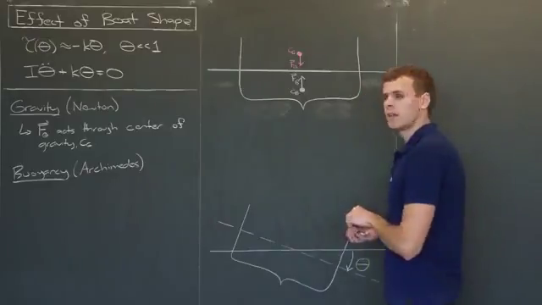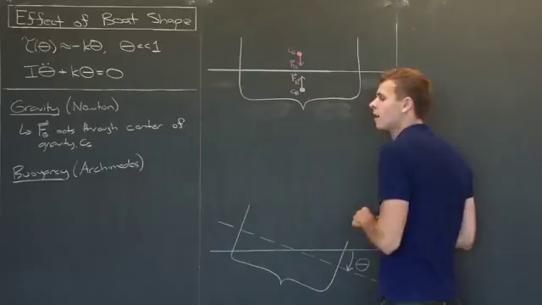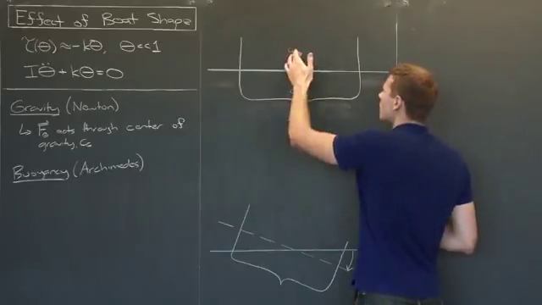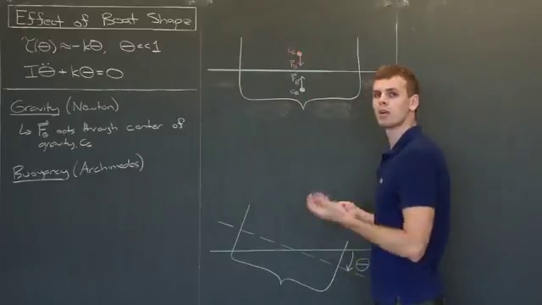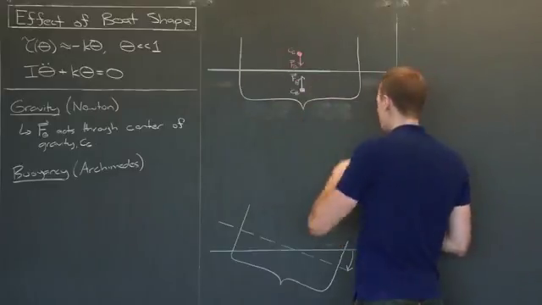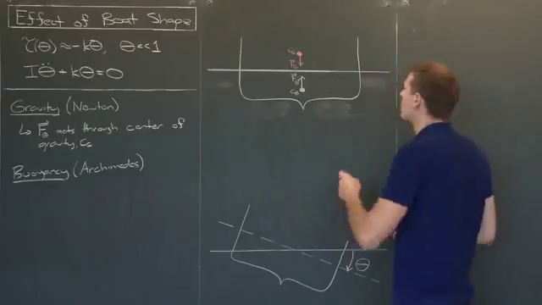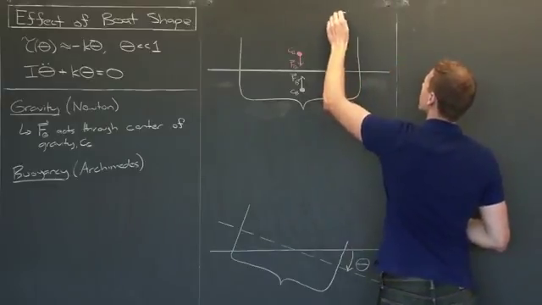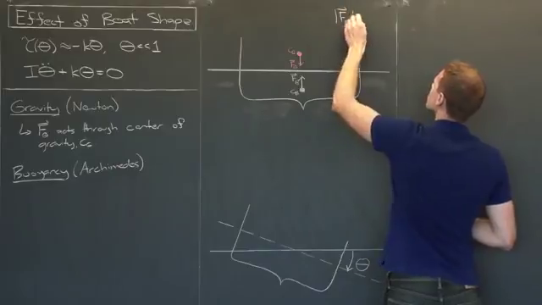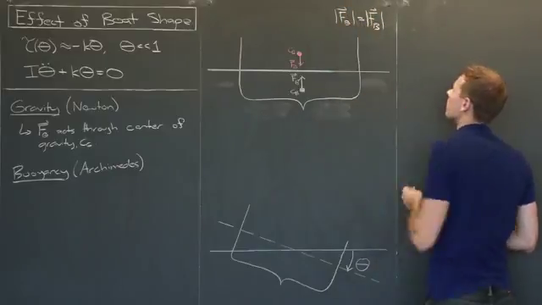The center of buoyancy is located at the centroid of the submerged region of the boat. Unlike in the case of the center of gravity, the center of buoyancy is purely geometrical, and it does not depend on how the mass is distributed throughout the boat. As we said before, the magnitudes of the force of gravity and the force of buoyancy must be equal, because the boat is in vertical equilibrium.